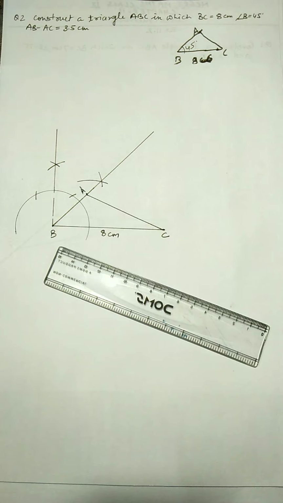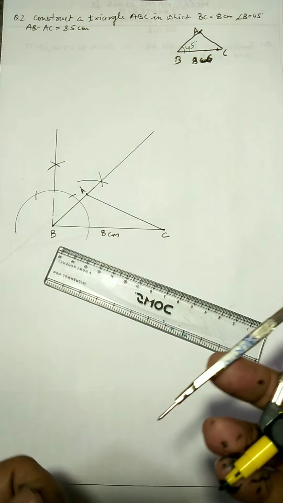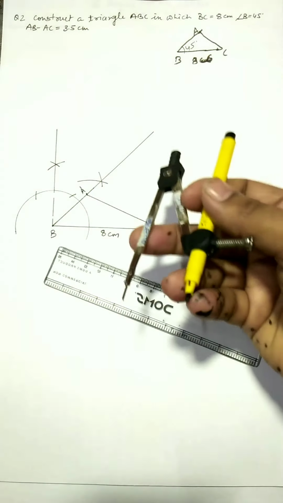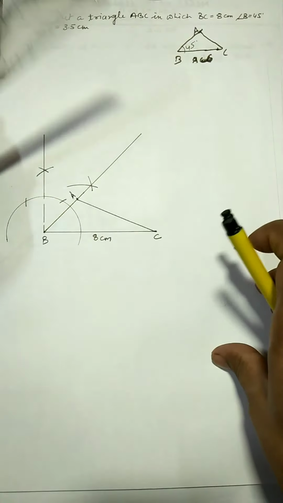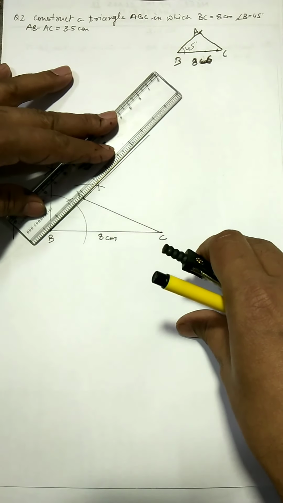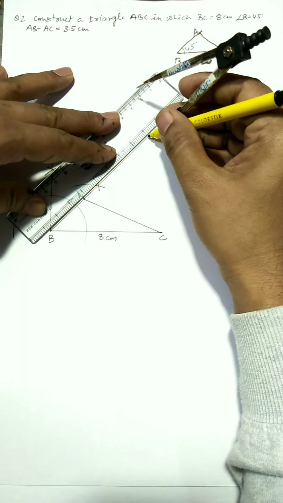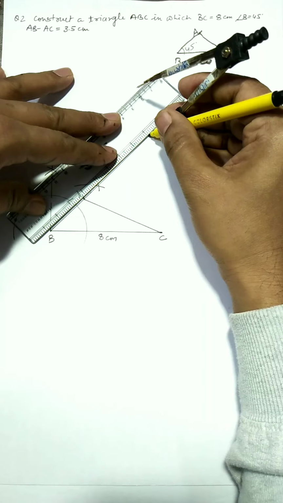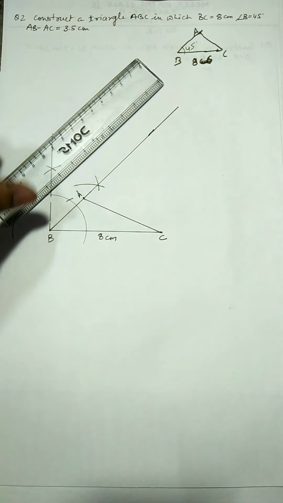Now we'll draw the perpendicular bisector of this A dash C, and we'll see where this line meets the line BA. You have to extend this a little more, so that you can see where it meets the perpendicular bisector of A dash C. So I'm just extending it, because I know that my point can be a little up. So I have just extended it like this.